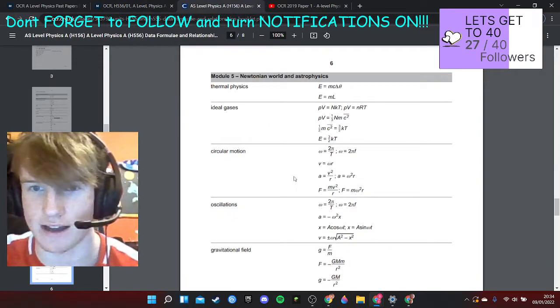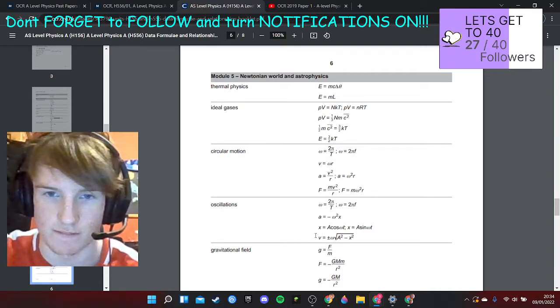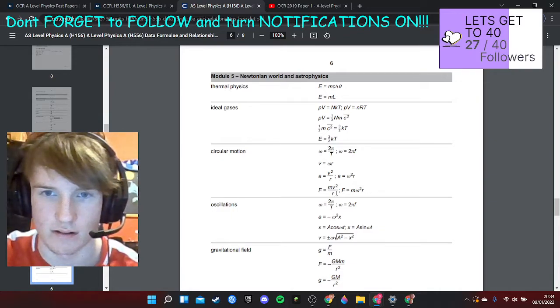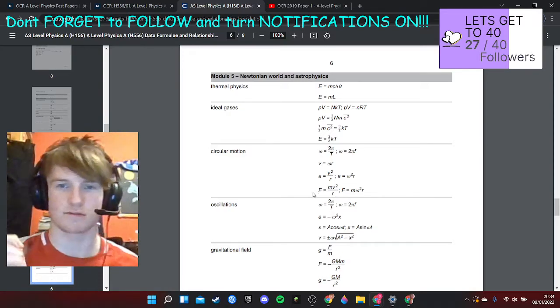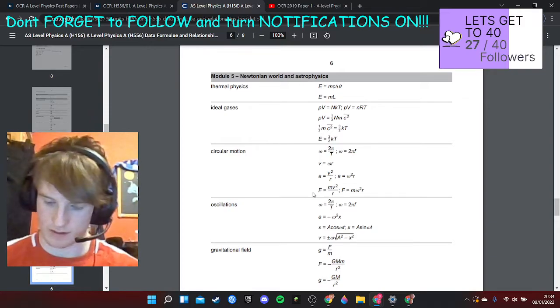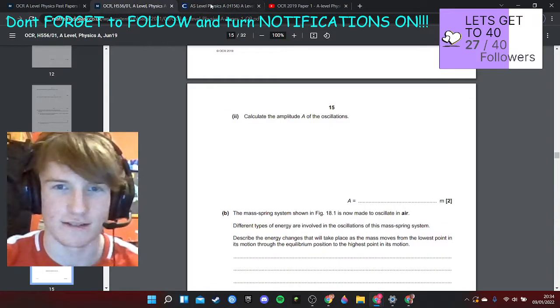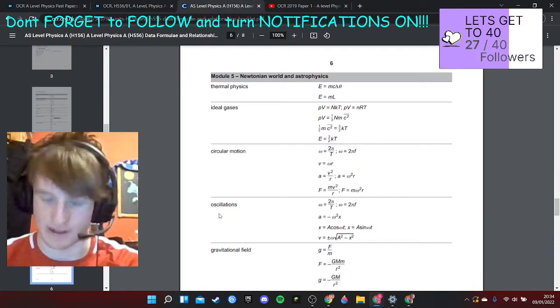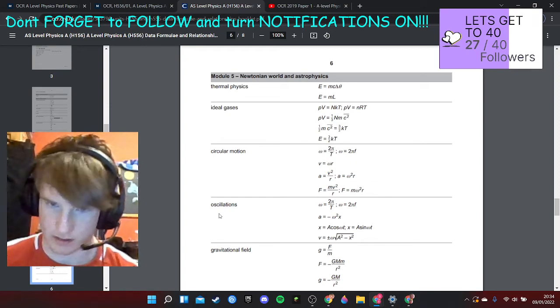Does anything else say radius? Something that says radius that doesn't have V in. Did I use that? No, I didn't. A equals... wait, what am I looking for? Amplitude is the radius. A equals thingy squared.